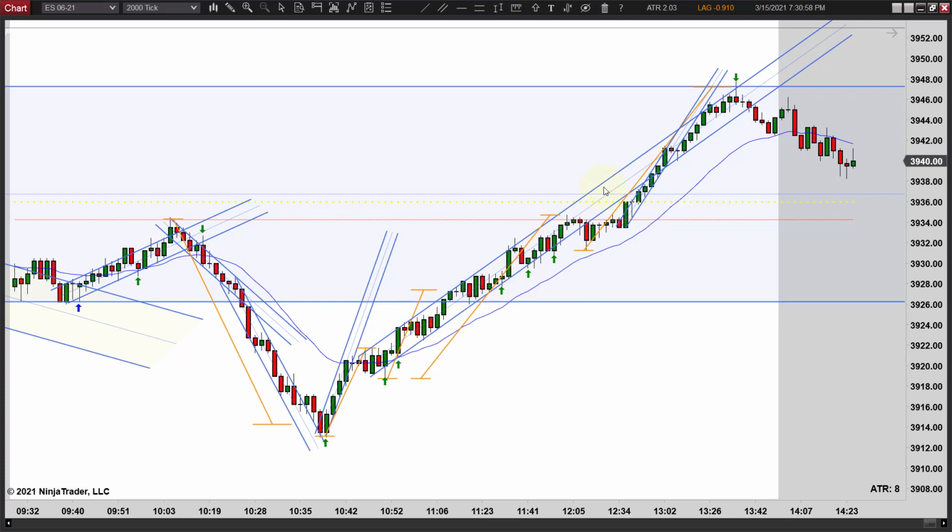I mean, this thing reversed. The buying came in, and you got a strong trend. Look how tight that is. Look how shallow all the corrections are.